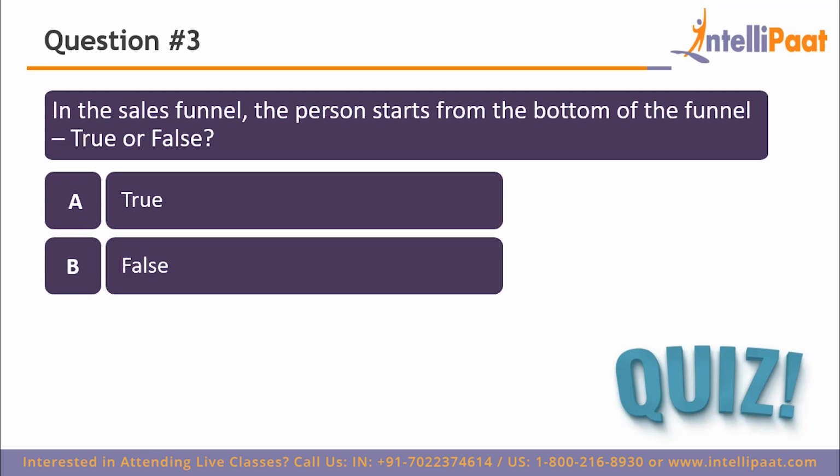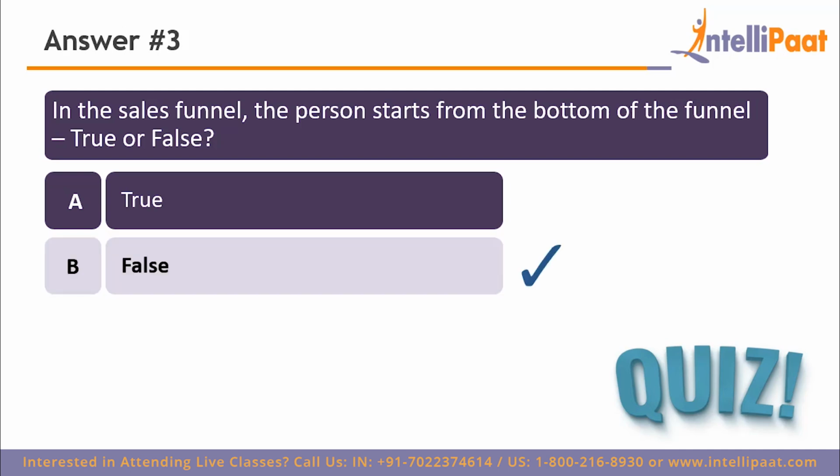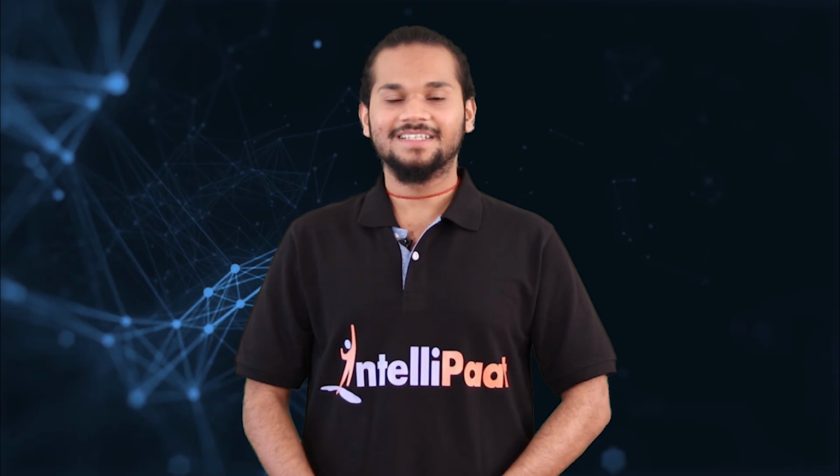So on that note, here's the next question. In the sales funnel, the person starts from the bottom of the funnel and goes up. Is this true or is this false? Guys, this statement is false because a person starts as traffic from the top, becomes a prospect, becomes a lead, and then is converted into a sale at the end, at the bottom of the funnel, guys.